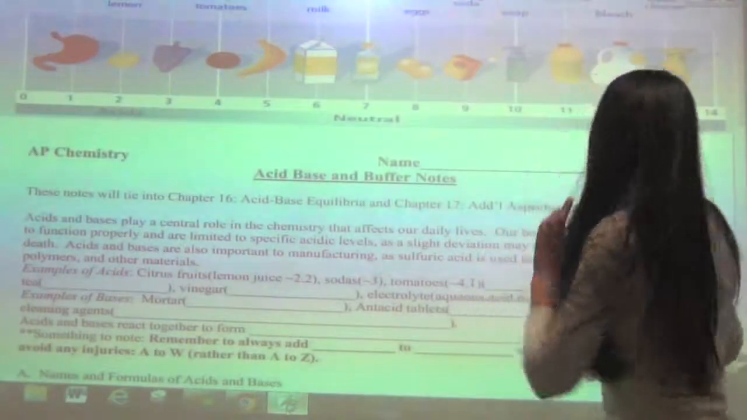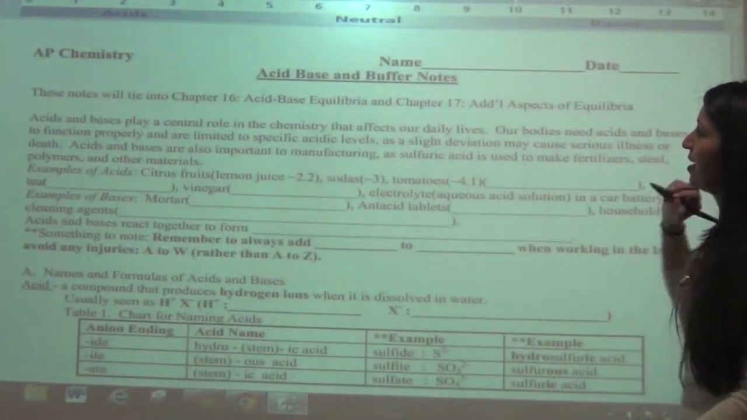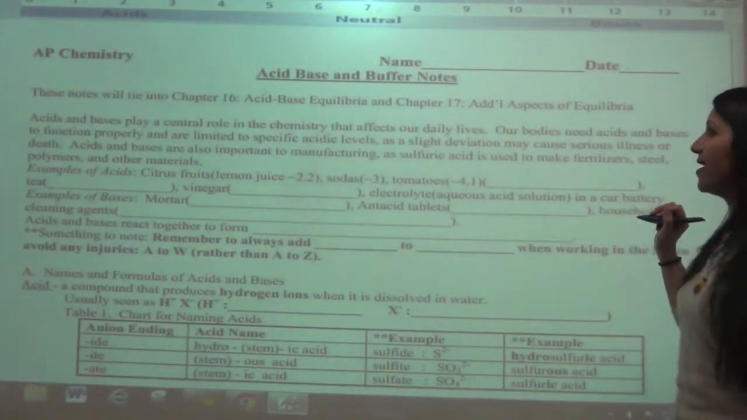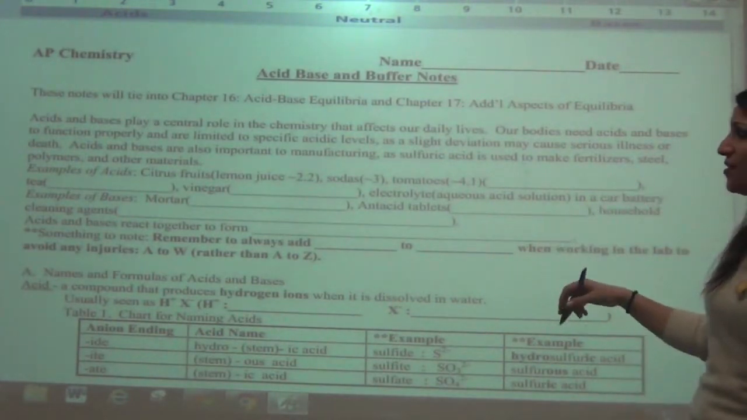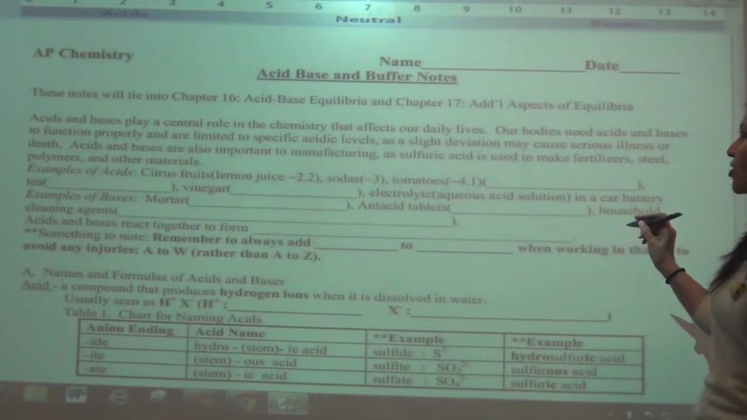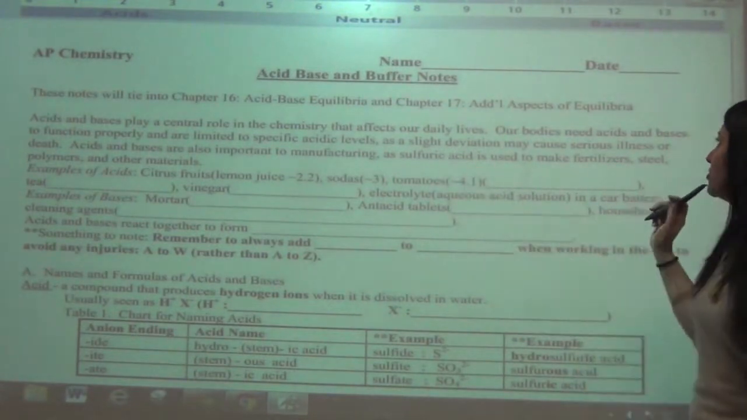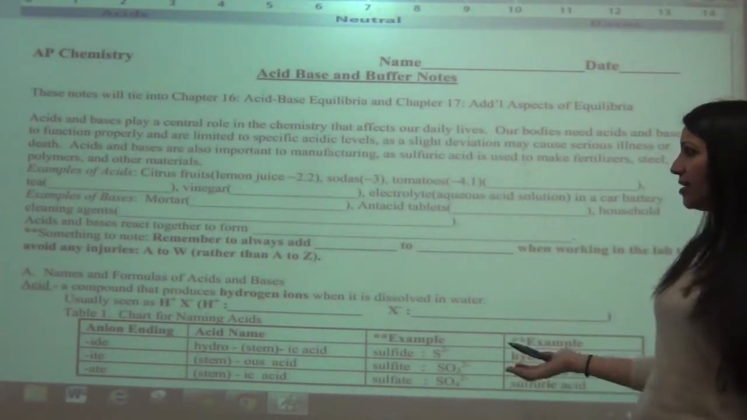All right, so acids and bases play a central role in the chemistry that affects our daily lives. Our bodies need acids and bases to function properly. A slight deviation can cause serious illness or death. Acids and bases are also important to manufacturing. Sulfuric acid, for example, is used to make fertilizer, steel, polymers, and other materials.